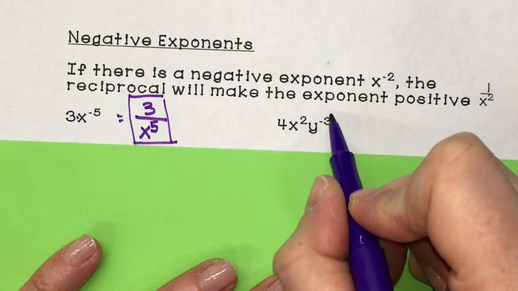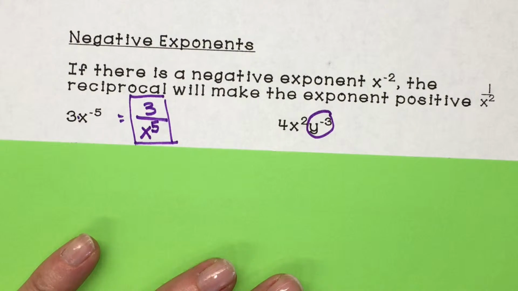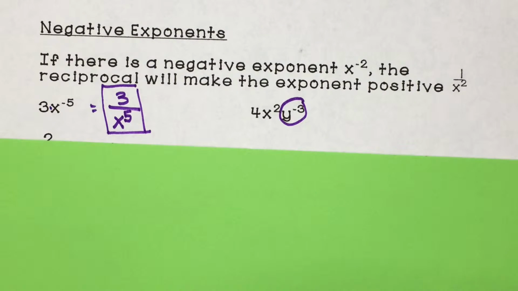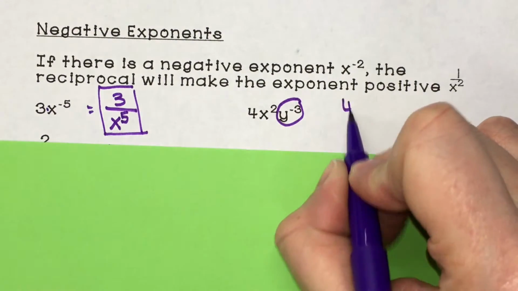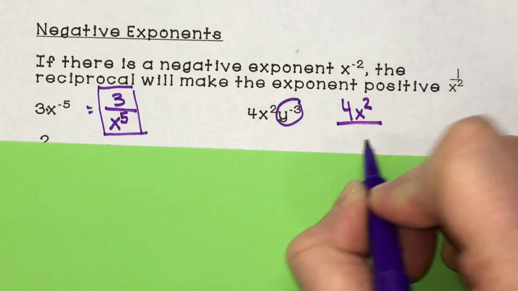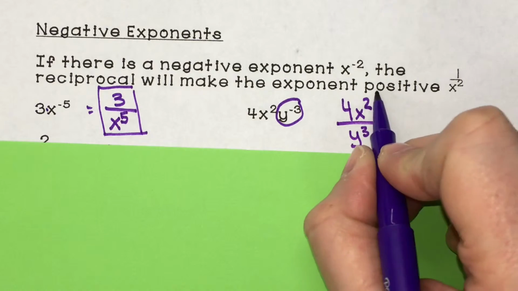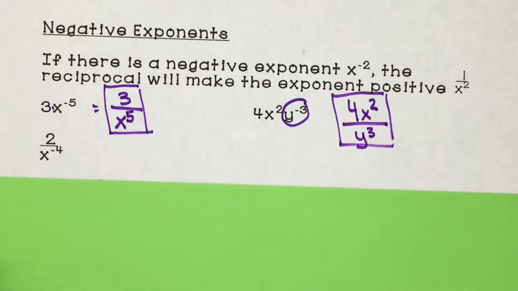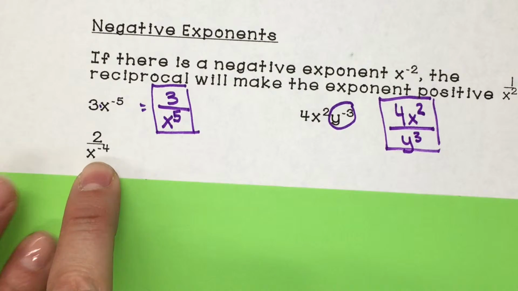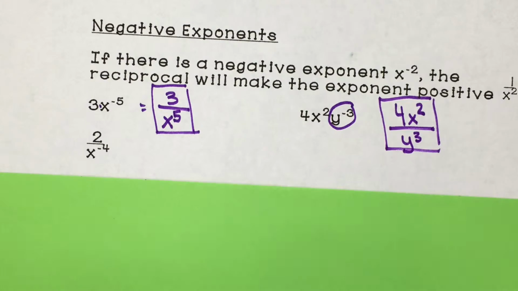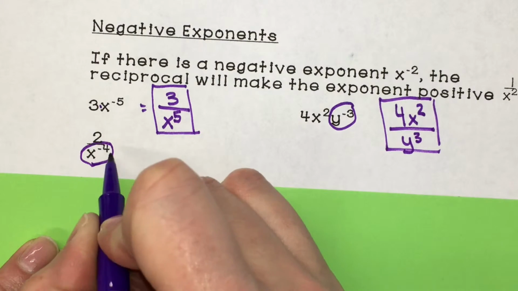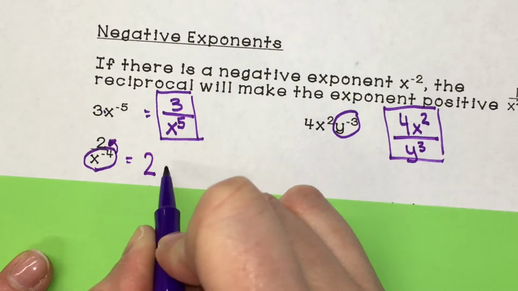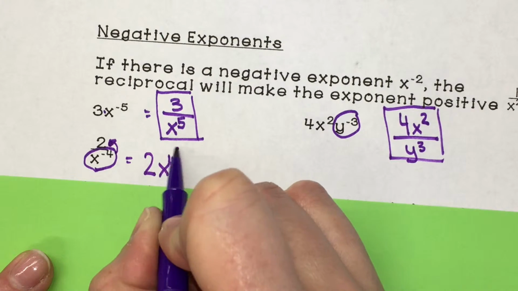All right, this one, y is the only thing with the negative exponent. So that's the only thing I need to find the reciprocal of, or flip over to the other side of the fraction bar. So 4x squared stays on top, and y to the positive third goes on the bottom. Okay, so this time I have a negative exponent in the bottom. To make the exponent positive, that's going to move to the top. Flip it over, or move it to the other side of the fraction bar. So this is positive 2x to the positive fourth.